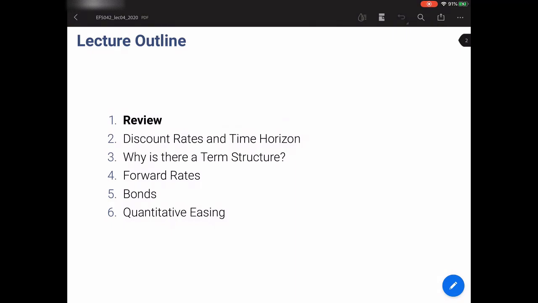And in doing so, credit becomes much more available because there's so much cash available on the markets. And in this way, this is one way for the central government or the central bank to stimulate the economy. All right, so this is today's agenda. So let's begin by first reviewing a bit.